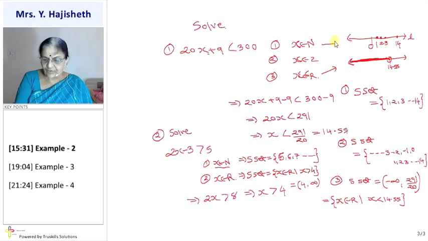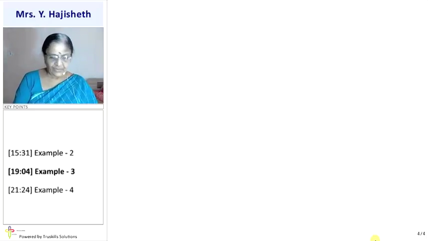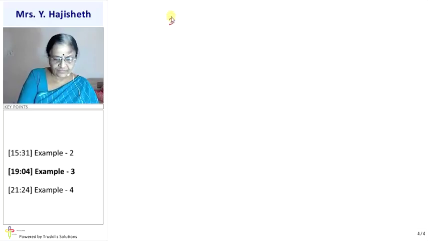This is for x belongs to N. Clear? This I have written algebraically and this I have written geometrically. This I have written algebraically, this I have shaded geometrically. I can represent the solution set algebraically also and geometrically also. Clear? Now see the third sum.